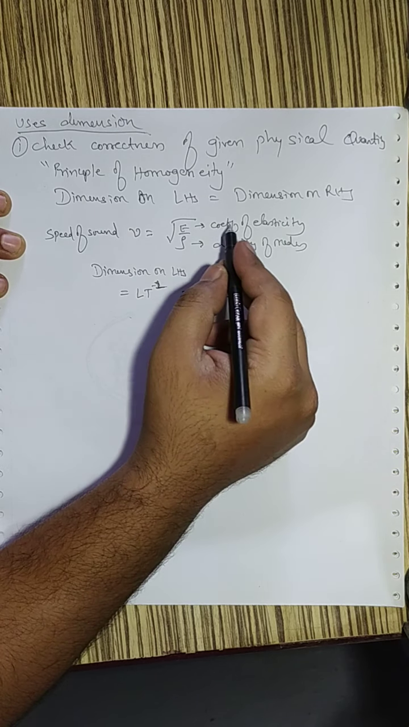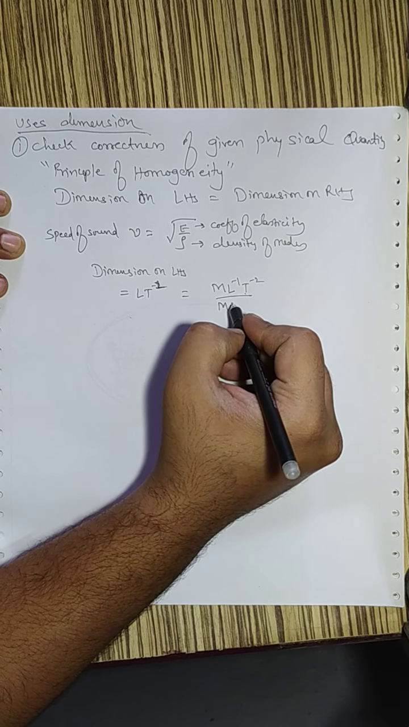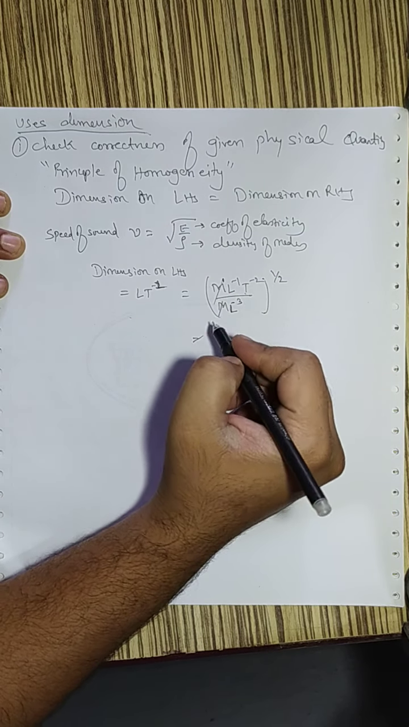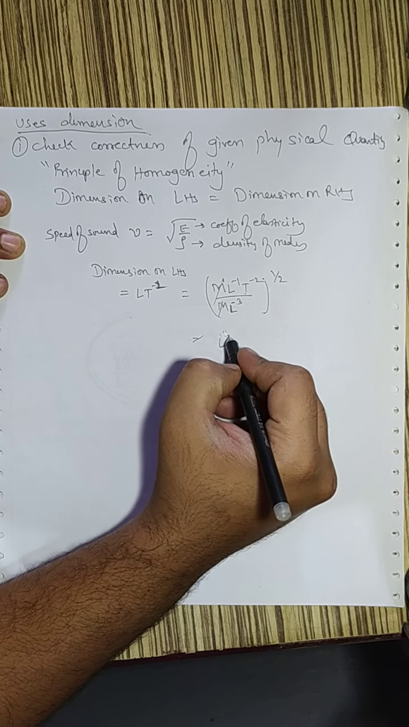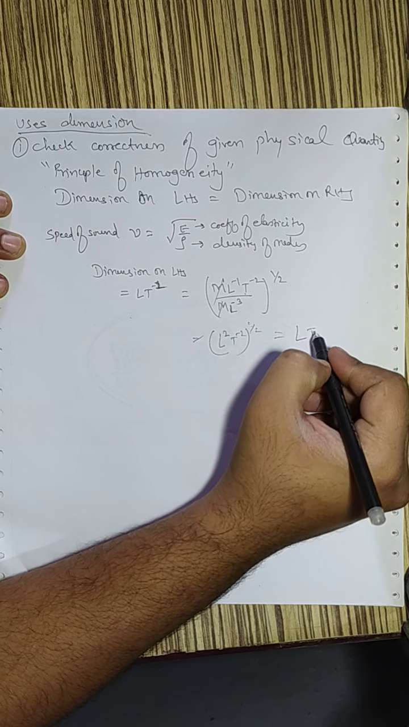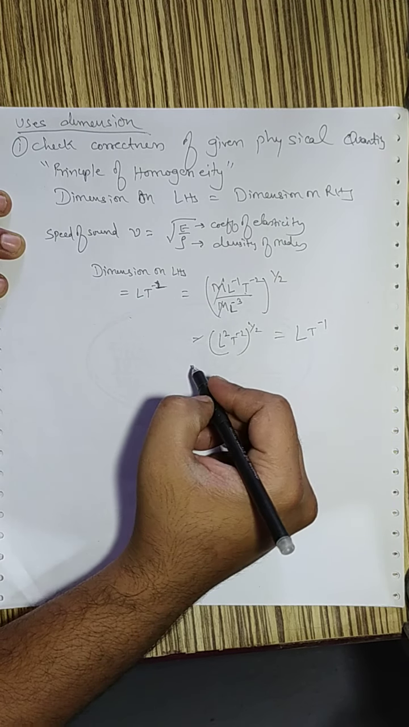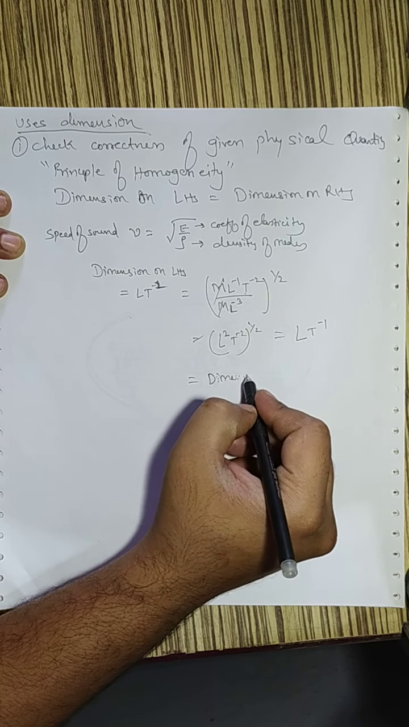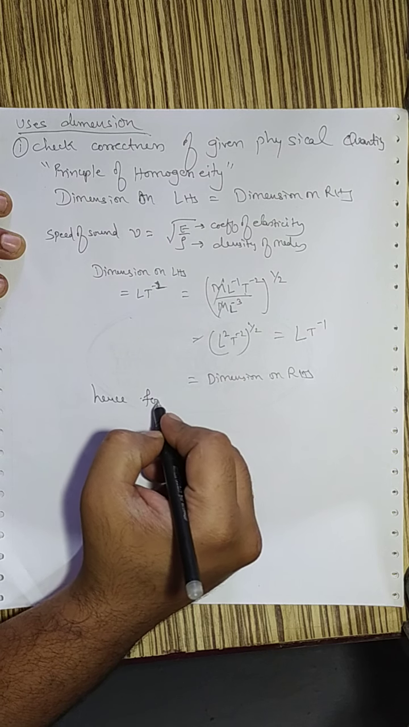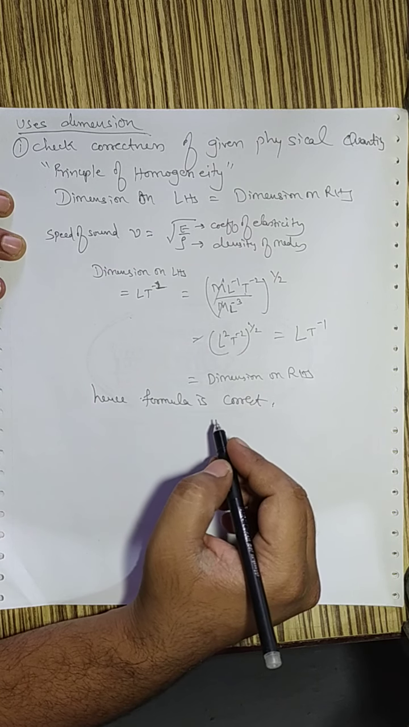You must remember this dimension. And density is mass upon volume, so M L minus 3, and the whole raised to the power 1 by 2. We have a square root, so M gets cancelled. L, if you take to the numerator, it remains L square, and T minus 2, whole raised to the power 1 by 2. If you simplify further, it will be L into T to the power minus 1. 2 gets divided for both. So we can see here that dimension on the left hand side is equal to dimension on the right hand side. Hence the formula is correct. You can say the formula is correct, or you can also say that the given physical quantity is correct.